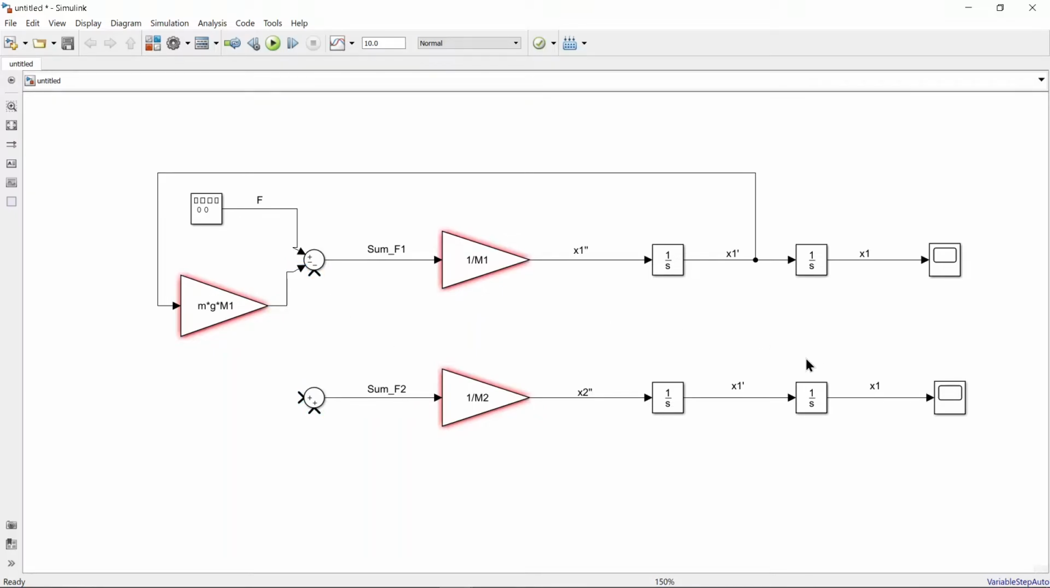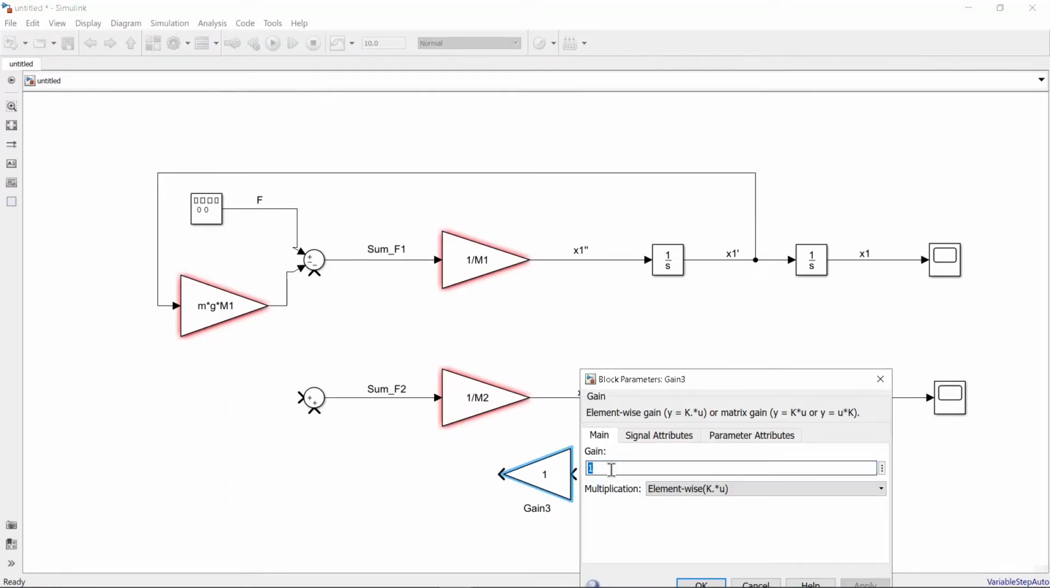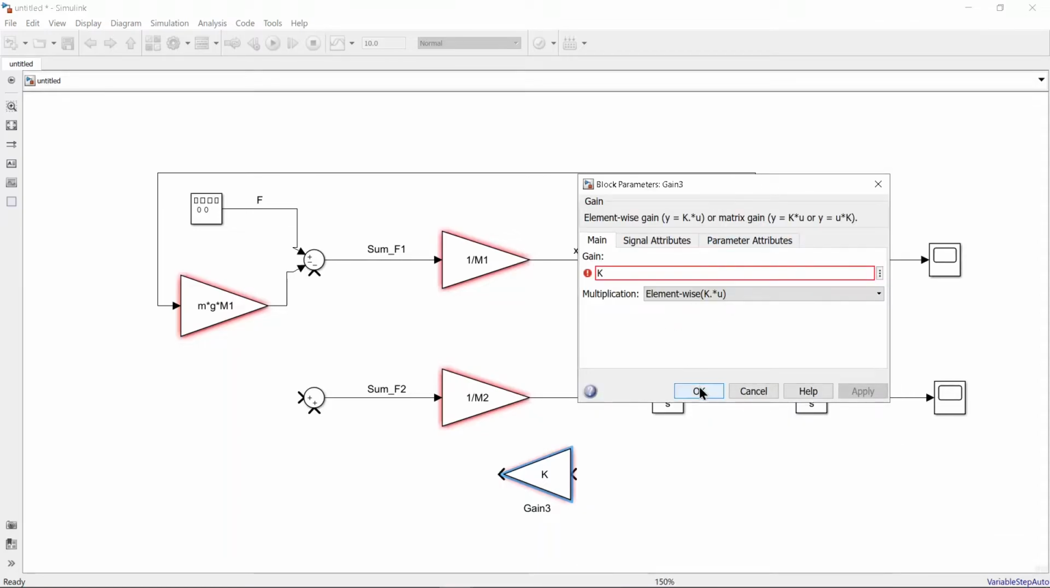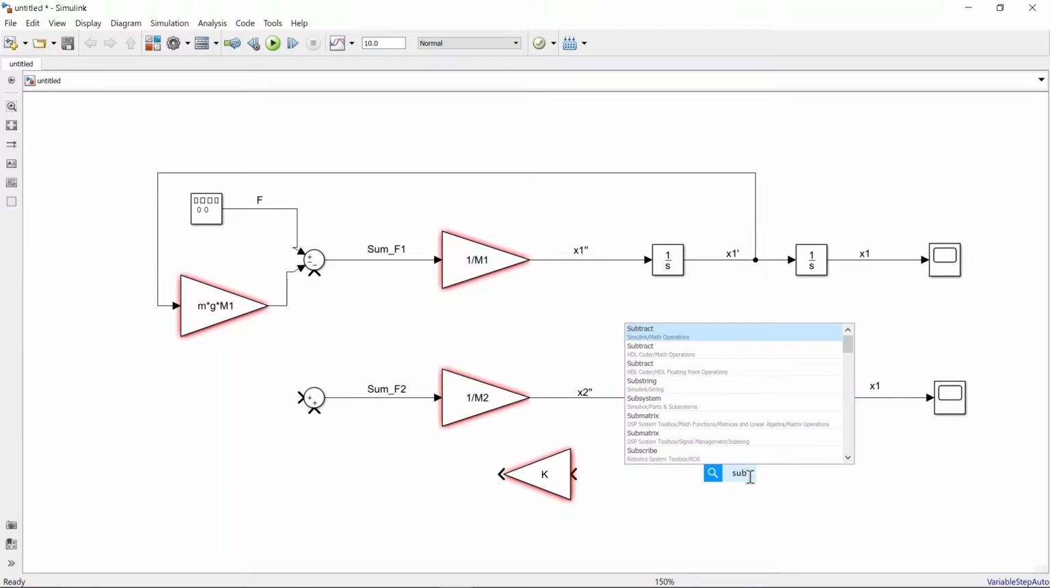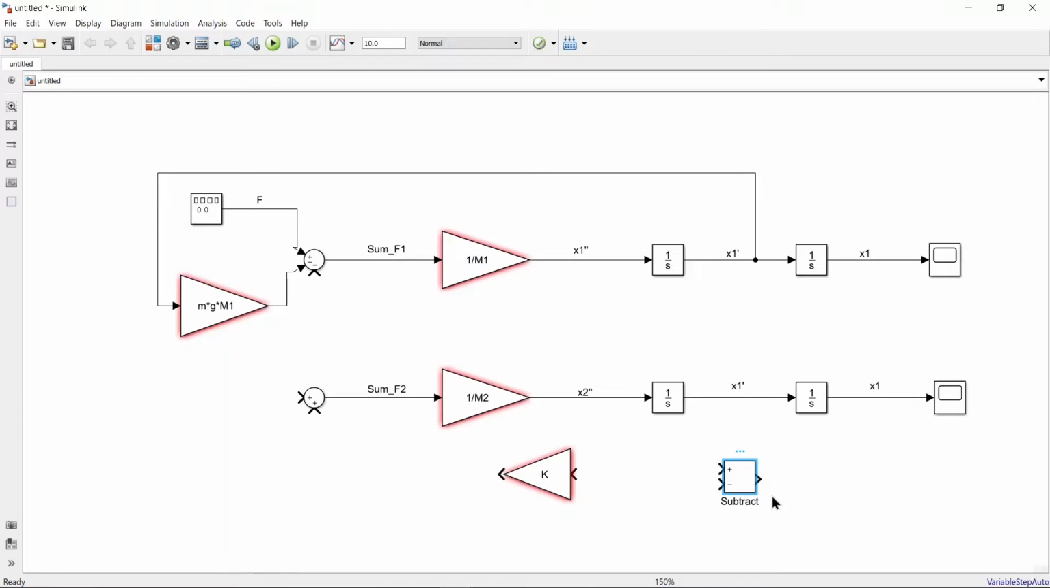Now I need the force for the spring. So I need another gain. This needs to be inverted. So Control I. The gain will be k. Hit apply. Okay. And I need a subtractor. Sub, Control I. So x1 will be subtracted from x2. Sorry, x2 will be subtracted from x1. So this all is x1, sorry, x2. Here x2. Okay.